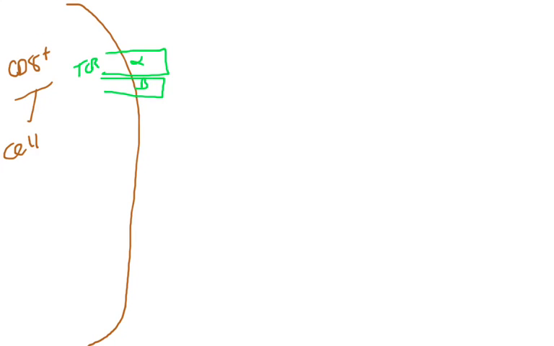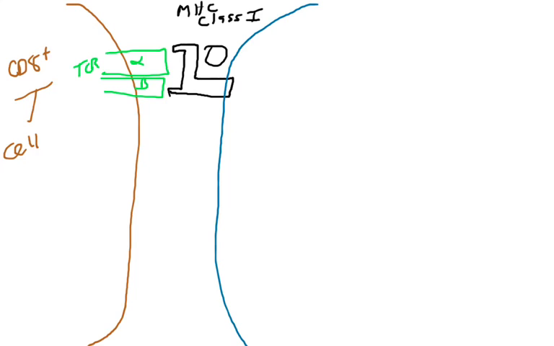So this video is going to address how the MHC class 1 molecule will be loaded with peptides, so the antigen processing and presentation components. So we're going to start off with a CD8 positive T cell with its T cell receptor using the alpha and beta chain.